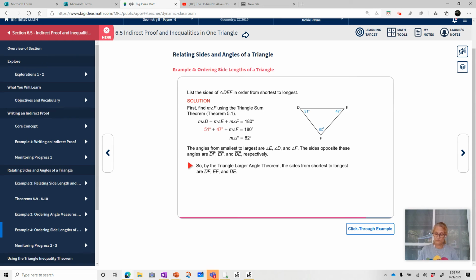So by the triangle larger angle theorem, the sides from shortest to longest are side DF, side EF, and side DE. Simple as that.